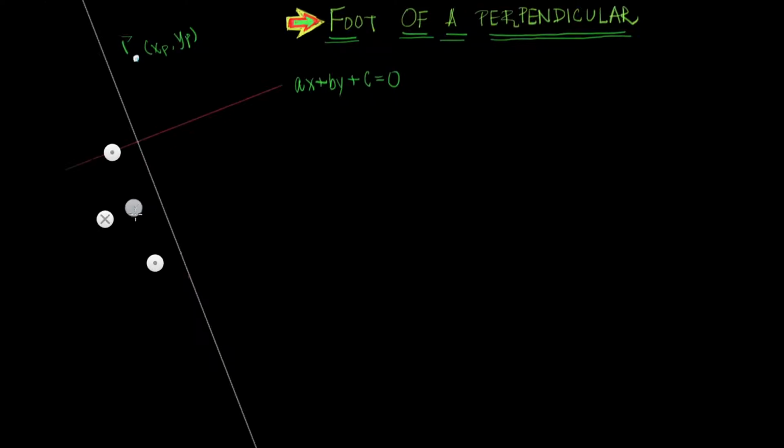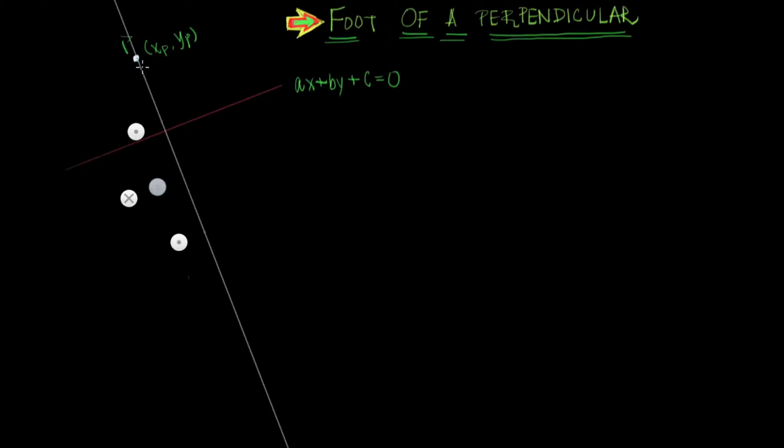plus by plus c, and we shall do that using a ruler. And let us draw a line like so. This is another line such that it meets the line ax plus by plus c equal to 0 at 90 degrees, and we call this line the perpendicular of the point P with respect to the line ax plus by plus c equal to 0. And the foot of the perpendicular is the point at which the perpendicular meets the line. Let us call that point, say, F.